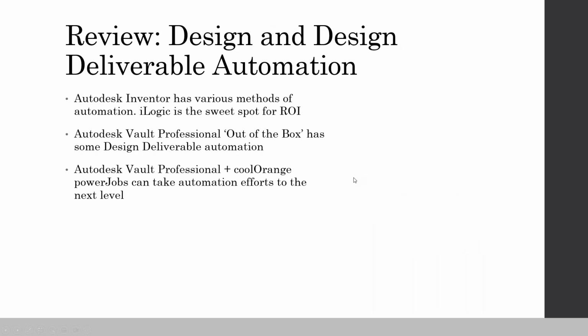So that's it for today. Just to review, Inventor has a lot of methods you can use for design automation. In terms of return on investment for the time you would spend and what you've got to learn, iLogic is really the sweet spot, using as much iLogic as you can. Vault Professional out of the box has design deliverable automation. You can automate PDFs and DWFs with Vault Professional, which can go a long way. But if you add in something like powerJobs, that's where you can take things to the next level, making DXFs, making step files, and even in extreme cases, maybe removing the need to open Inventor in the first place.